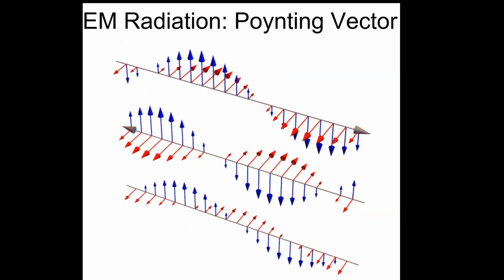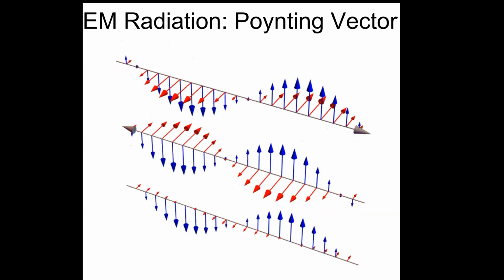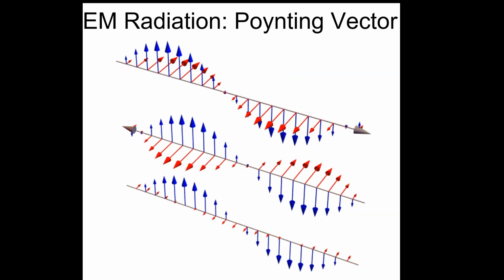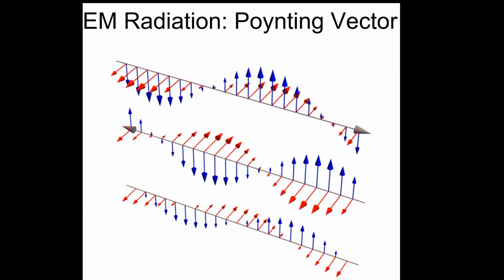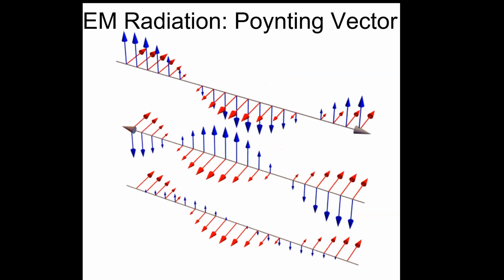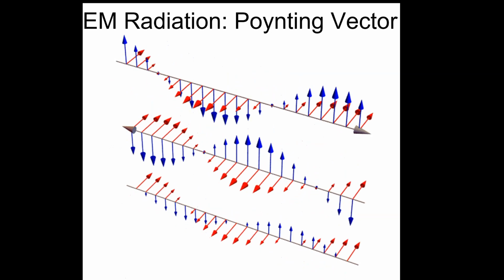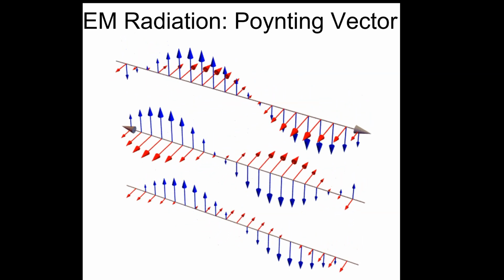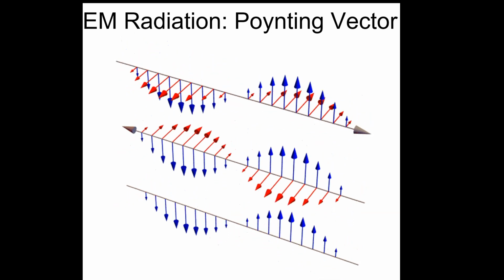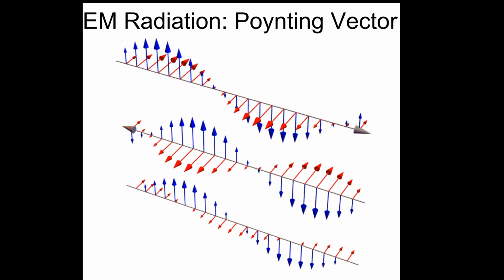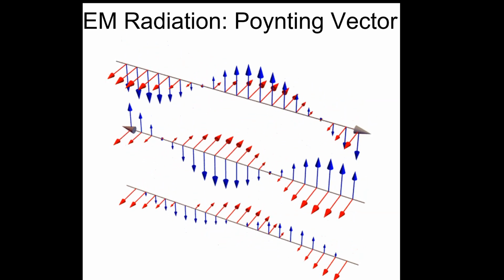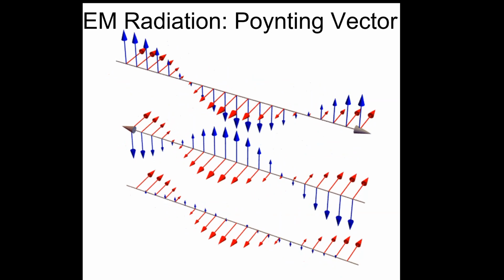So as an extension to our discussion of electromagnetic radiation, I would like to stop and briefly mention the Poynting vector. This is a fundamental quantity when we're talking about the propagation of electromagnetic waves, and is heavily related to the work we saw from Maxwell.